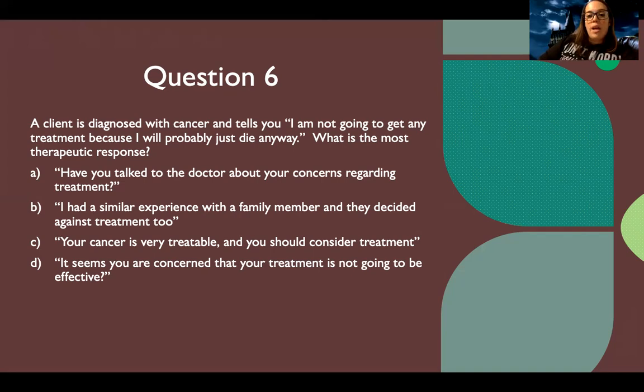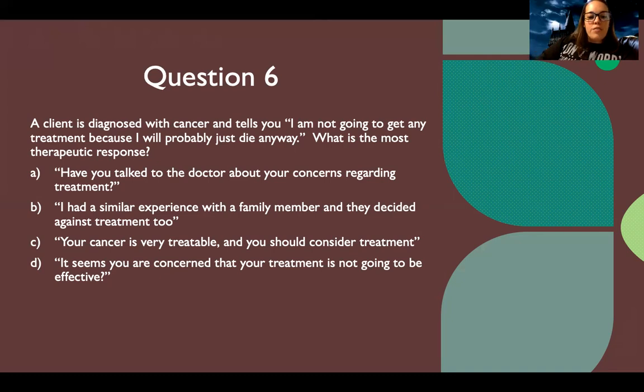this patient. B says, I had a similar experience with a family member and they decided against treatment too. Well, it's good to connect with your patients, and in real life, you might connect and share your experiences. But first, we really need to let the patient express themselves more, maybe seek clarification on what they're saying. So B focuses more on me and brings it to me versus bringing it to the patient.